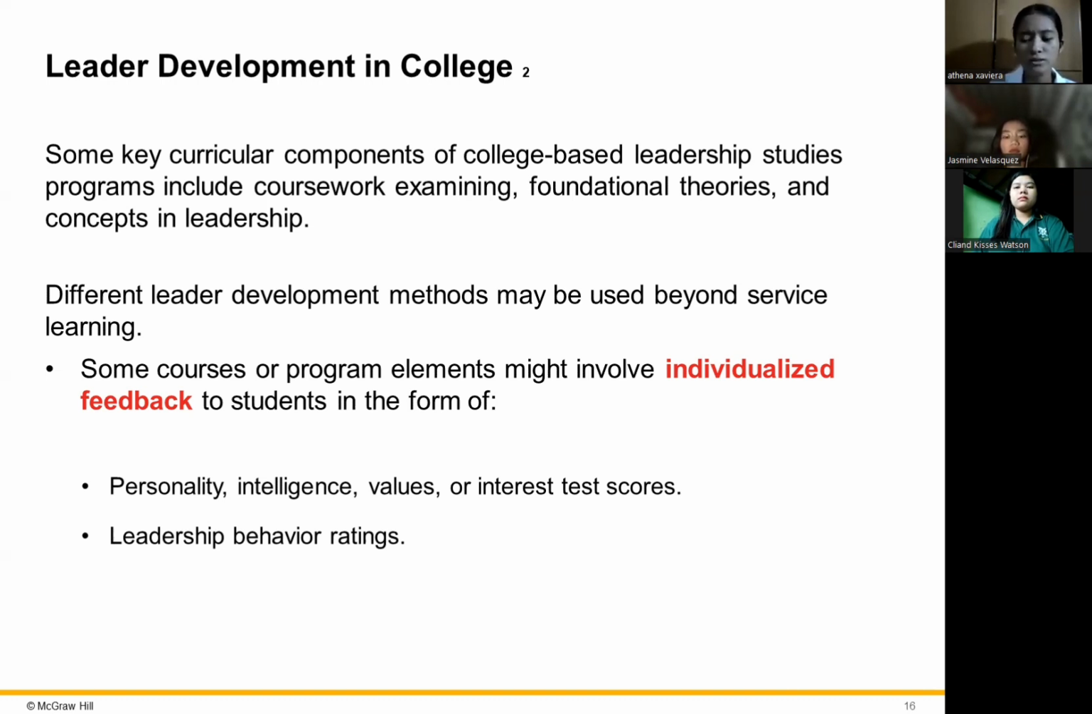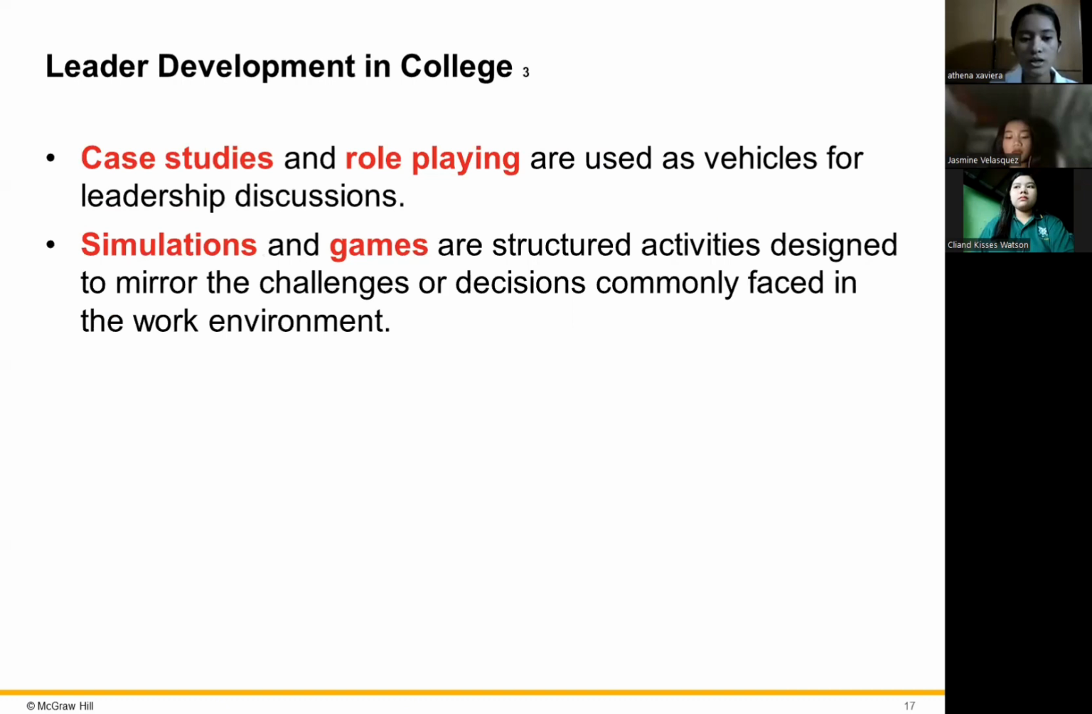Individualized feedback comes in many shapes and forms that could be given by the following: personality, intelligence, values, test scores, and leadership behavior ratings. Case studies and role-playing are also considered as instruments for leadership discussion. Case studies are used because they are very effective for students and help them apply their skills and understanding of the facts to a real-world situation. And also role-playing, for providing students real-world scenarios and to learn skills for negotiation, teamwork, debate, persuasion, and cooperation.